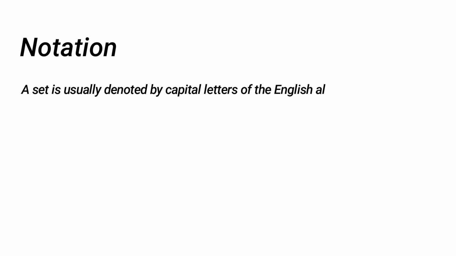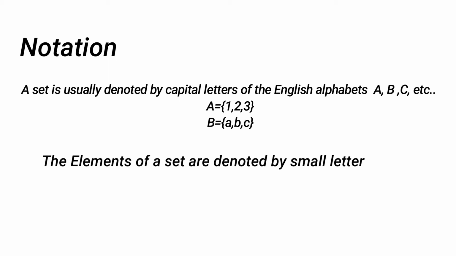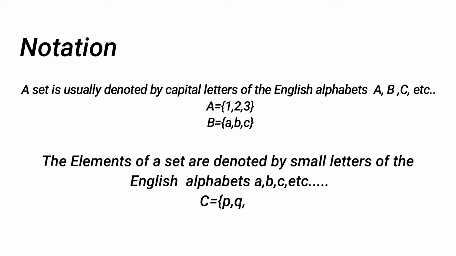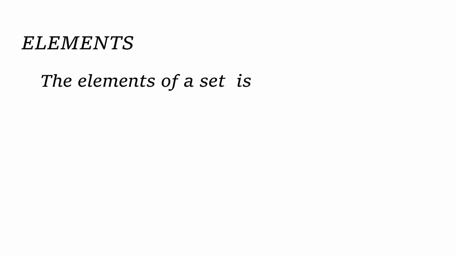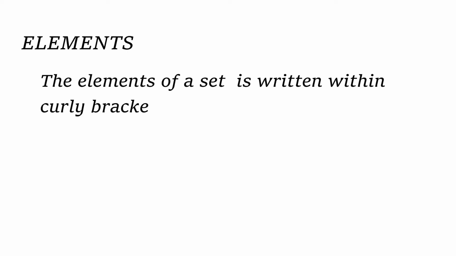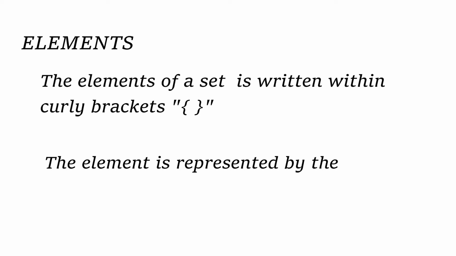Notation. A set is usually denoted by capital letters of the English alphabet. The elements of the set are denoted by small letters of the English alphabet. The elements of a set are written within curly brackets. The symbol epsilon represents 'is an element of'.